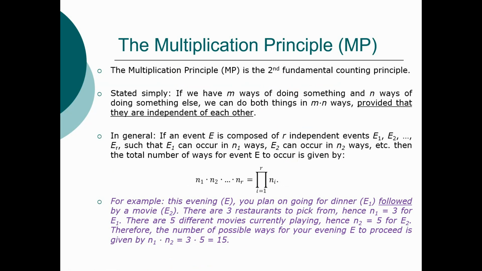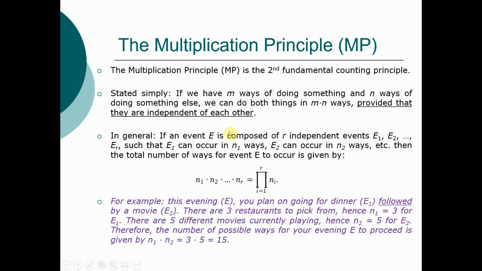The multiplication principle. So the multiplication principle is the second fundamental counting principle. Stated simply, if we have m ways of doing something and n ways of doing something else, we can do both things in m multiply n different ways, provided that they are independent of each other, right? So the choice of these n tasks and these m tasks are not going to affect the other one.